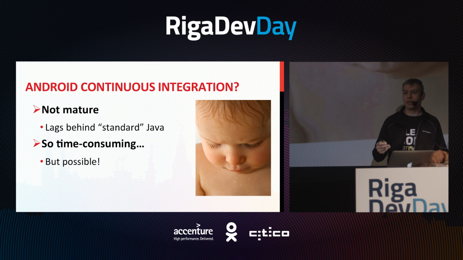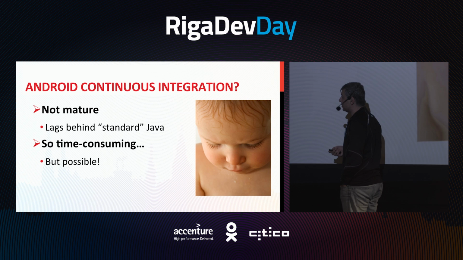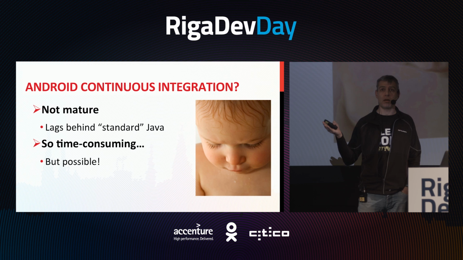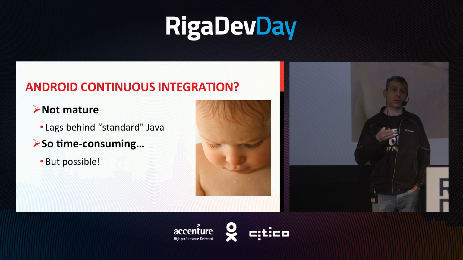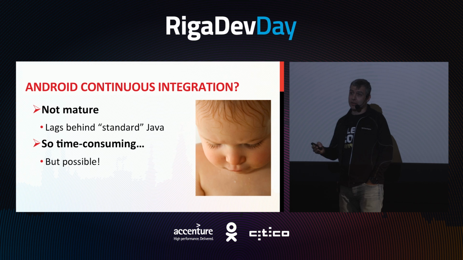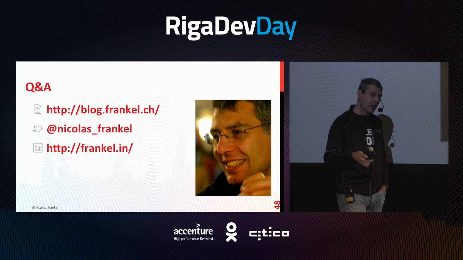So this is my journey about Android continuous integration. And I didn't lie to you, it's very hard. It's really, really hard. I don't know why it's so hard. I think that's because we are probably like where the state of Java was 10 years ago. So I'm afraid that you will have to use the same technique as 10 years ago, like manual testing. Okay, I'm done.